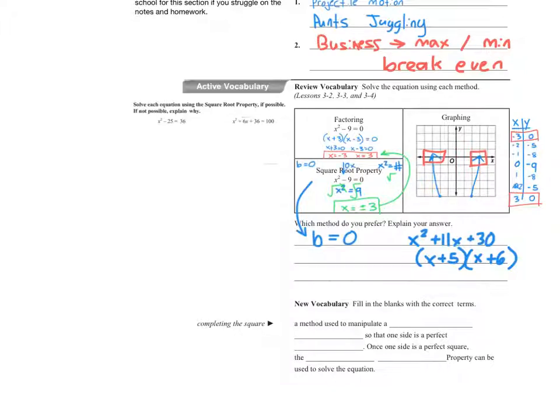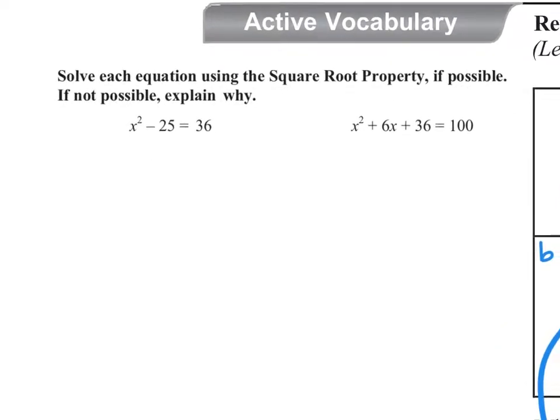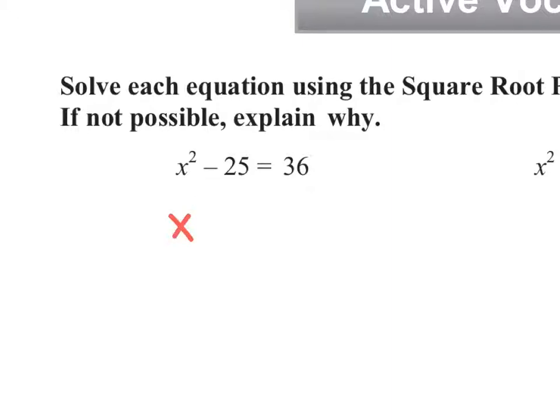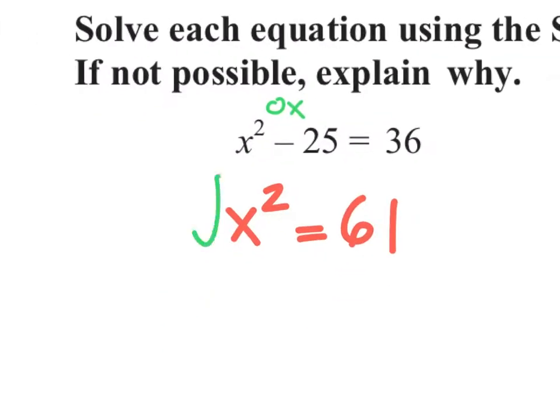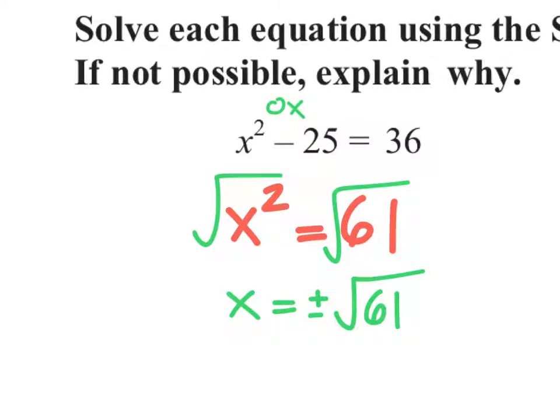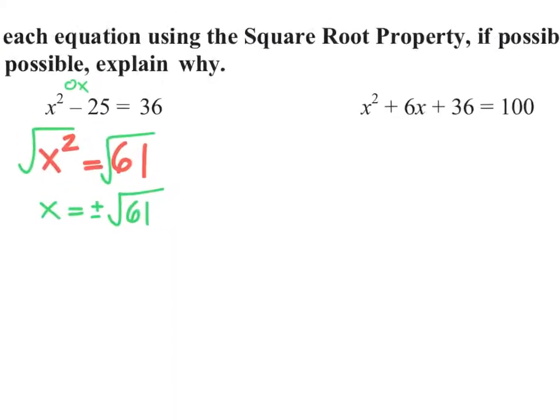So let's come over and take a look here at this. It says solve each using the square root property if possible. So this one is possible. All right, I'm going to simply add 25 to both sides here. When I add 25 onto both sides, we get 61. And there's no b term, right? Notice that there was 0 x's in there. So I could square root both sides and get that x is equal to plus or minus the square root of 61.